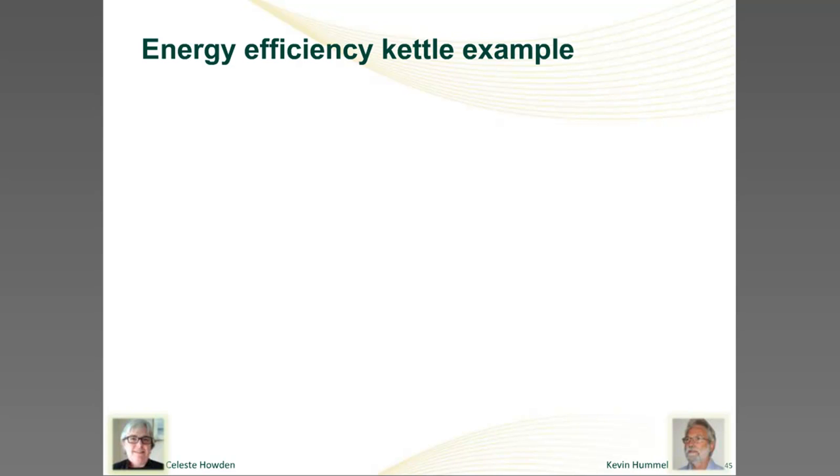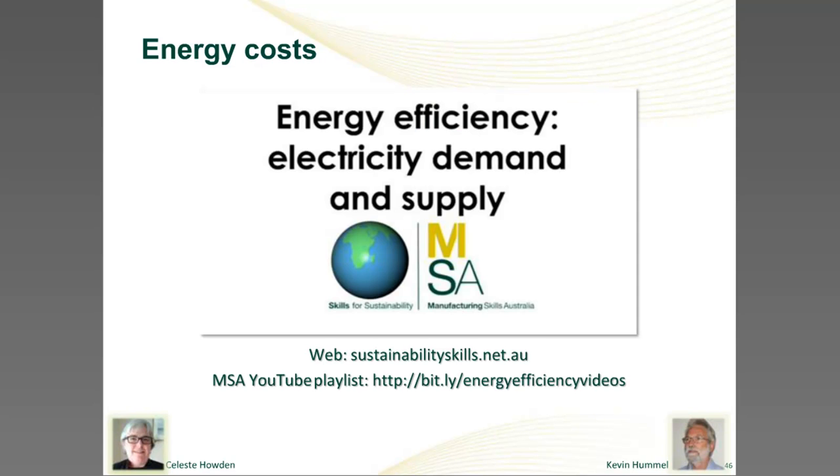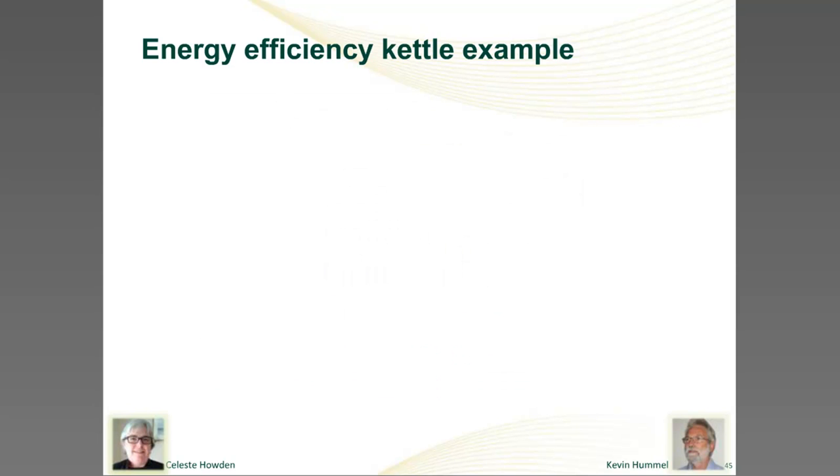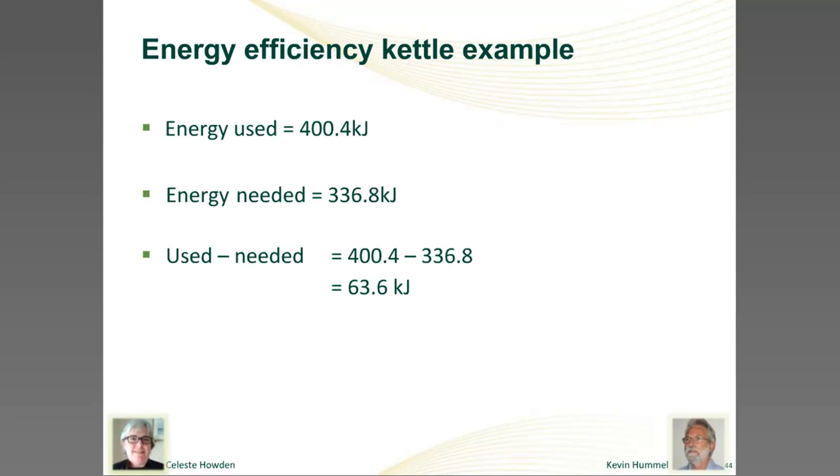So if I combine all of this together, I can work out the efficiency of my kettle. So if I take my 337 kilojoules, just rounding off here, divide it by 400 kilojoules, multiply by 100, I find my kettle is 84% efficient.